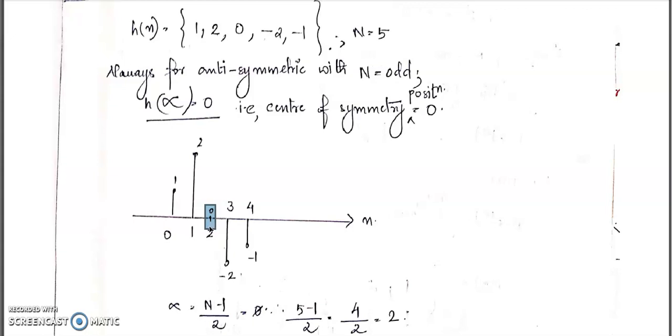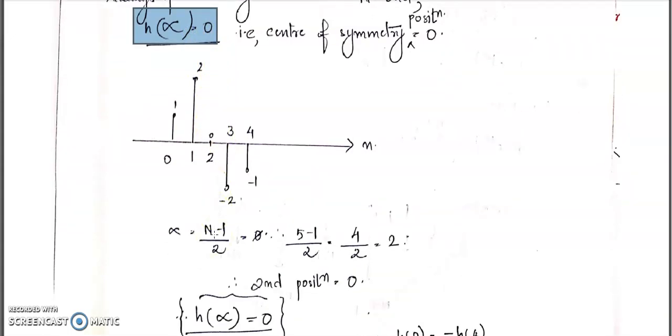With respect to 2, the impulse response is anti-symmetric. And one more thing, at the center of symmetry, the impulse response value is 0. The value of h of n at the center of symmetry is 0. Here the center of symmetry is 2, so h of 2 equals 0. Or in general, we can say that h of alpha is equal to 0, where alpha is the center of symmetry. At the center of symmetry, the value will be 0.